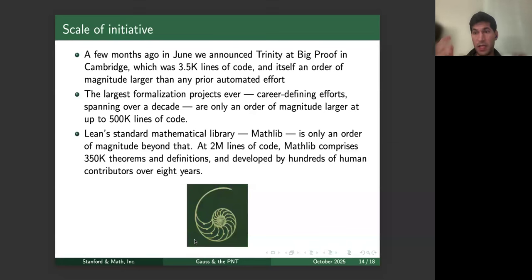In the case of the Kepler conjecture, it took Tom Hales and his group over a decade to formalize. So this is a really serious effort. And further for context, mathlib, the standard mathematical library for Lean, is only about one order of magnitude larger. It is about 2 million lines of code, comprising about 350,000 theorems and definitions, developed by hundreds of human contributors over 8 years since it was formed. So really, that's maybe 2 orders of magnitude larger than this particular effort.